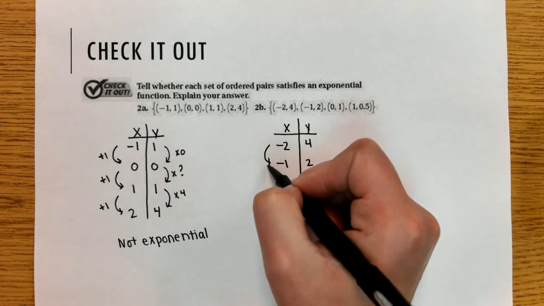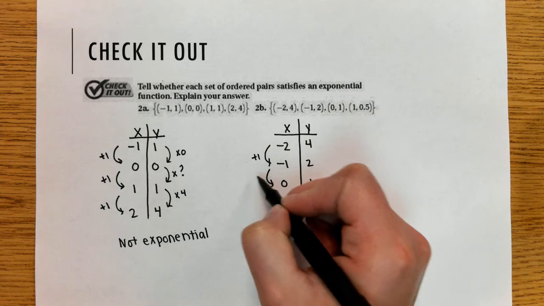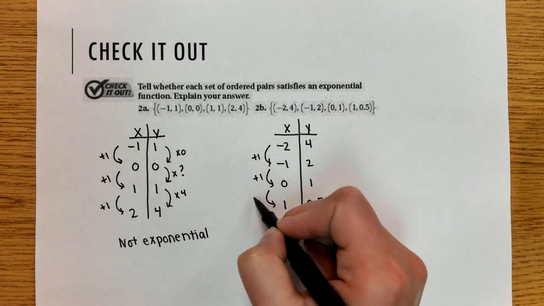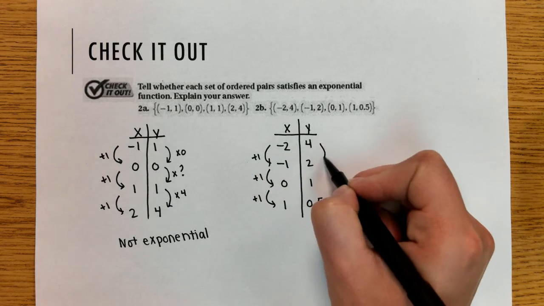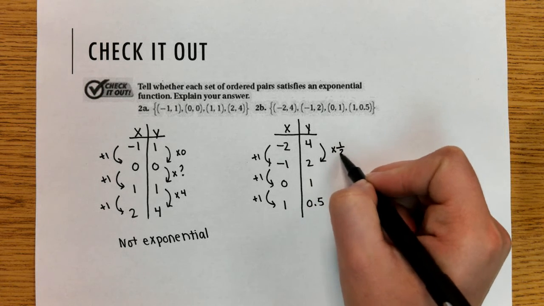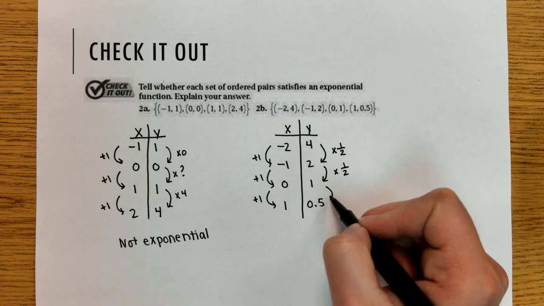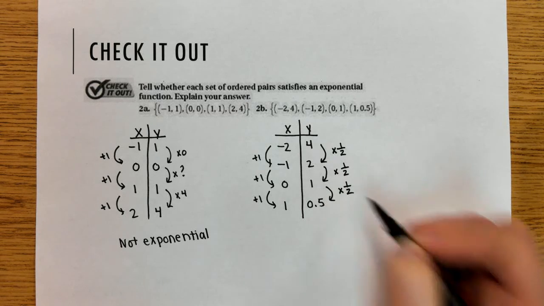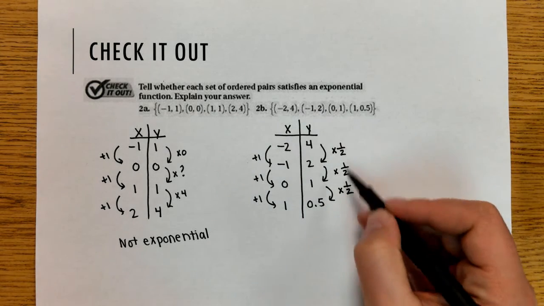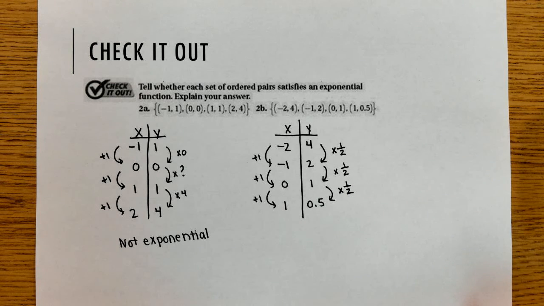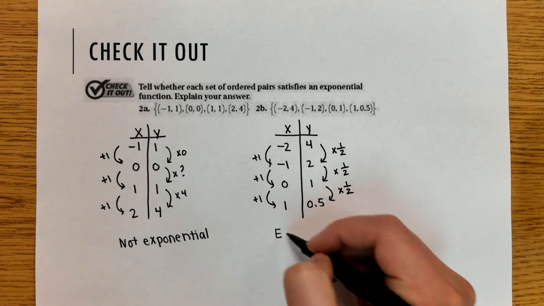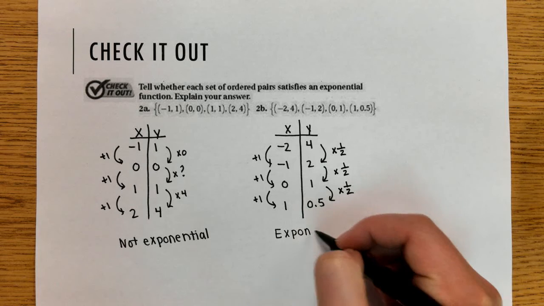So my x values, I'm adding 1 each time. To go from 4 to 2, I'm multiplying by 1/2. 2 to 1, multiply by 1/2. 1 to 0.5, multiply by 1/2. So this is a constant number that I'm multiplying by, so B is going to be exponential.